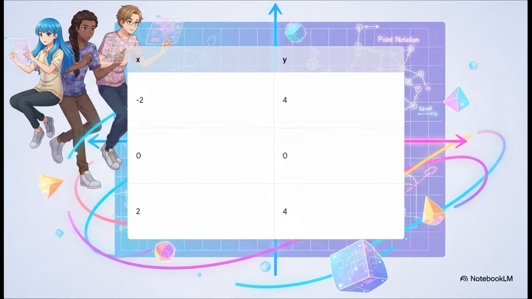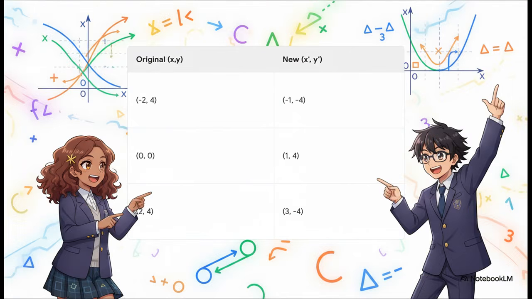So to really see this work its magic, let's grab 3 key points from whatever our original function was. Let's say we have the points (-2, 4), (0, 0), and (2, 4). These are our starting points, our before picture. And here, this is where it all just clicks into place. We take our map, our rule (x plus 1, -2y plus 4), and we apply it to each point one by one. So let's do the first one, (-2, 4).